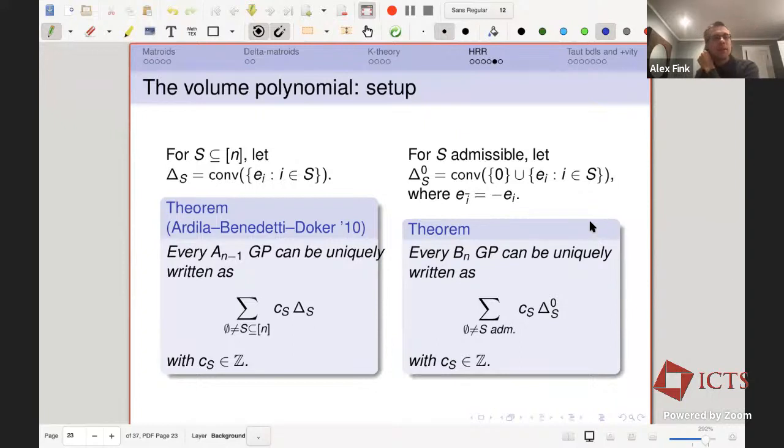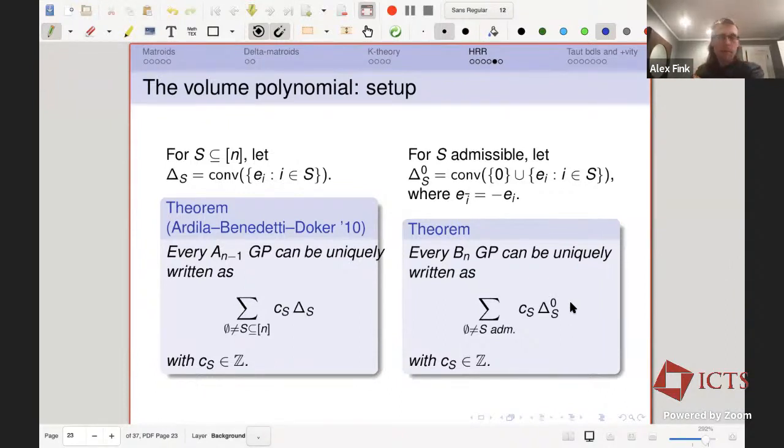So this has a type B analog, as we prove in our paper in progress. You use now simplices, including the origin as well. And there are reflections in some number of the coordinate hyperplanes, so I can use negative instead of positive standard basis vectors in some of them. And then I have a similar statement about that collection of simplices. Every delta matroid, and more generally, every type B generalized permutahedron, is a Minkowski sum of these in exactly one way.